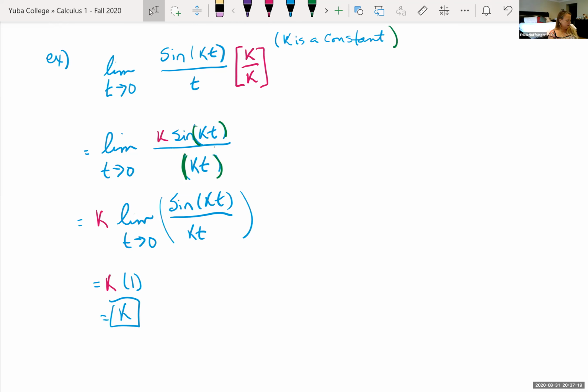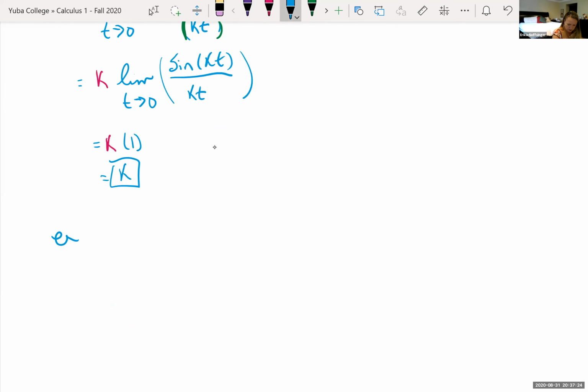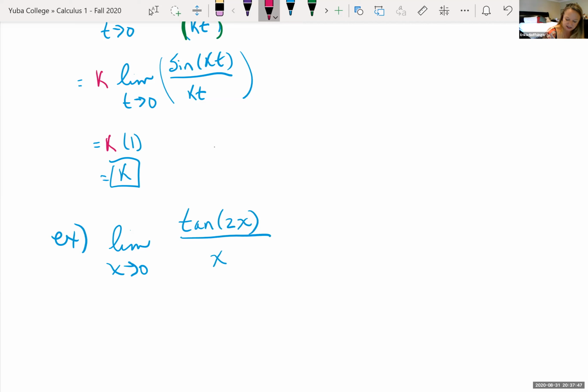So what about the limit as x approaches 0 of tangent of 2x over x? Okay, so looking at this, we should be able to tell this is undefined. Well, it's undefined in multiple places, but it's undefined here when x equals 0.